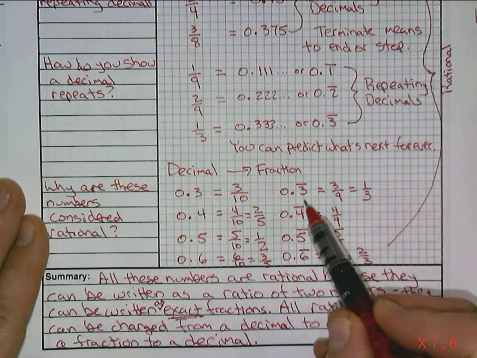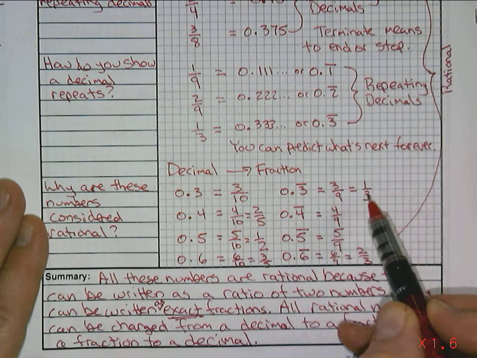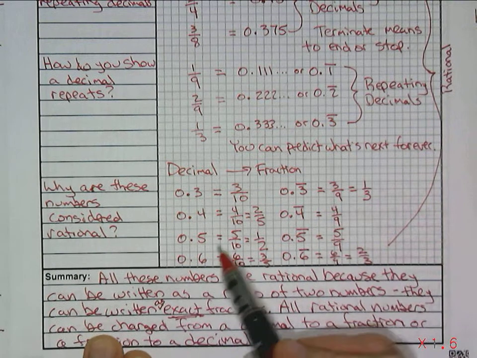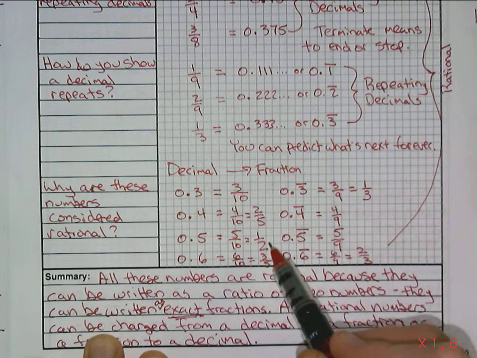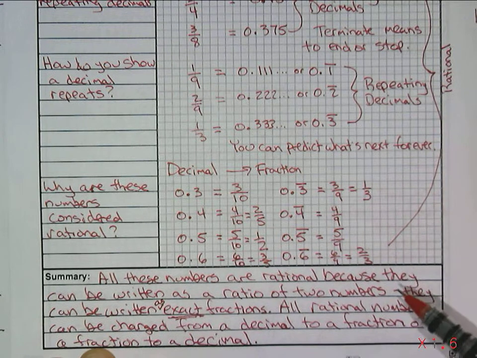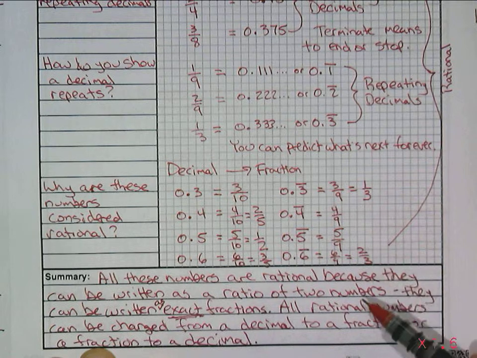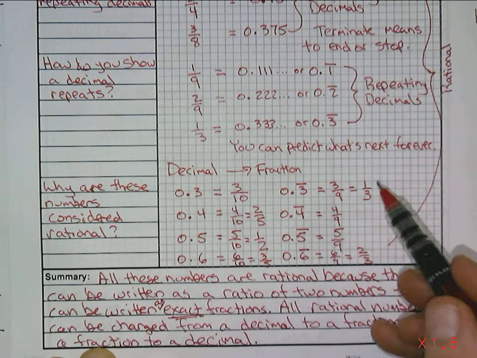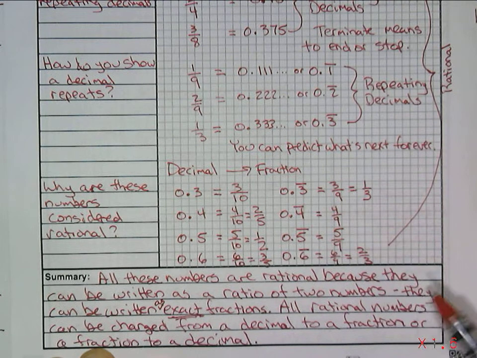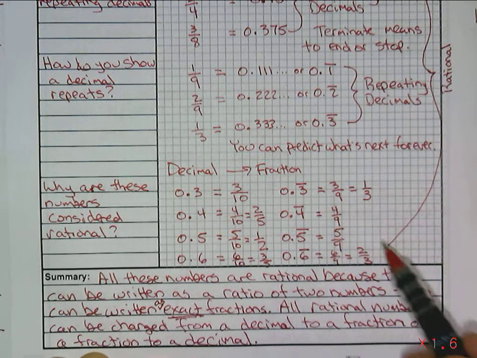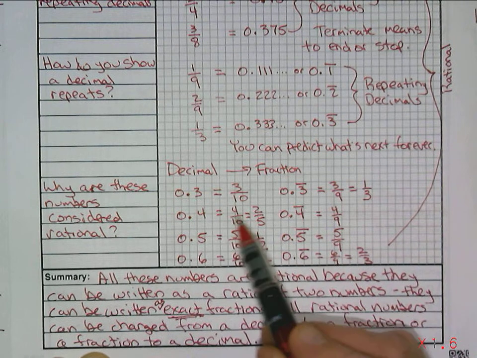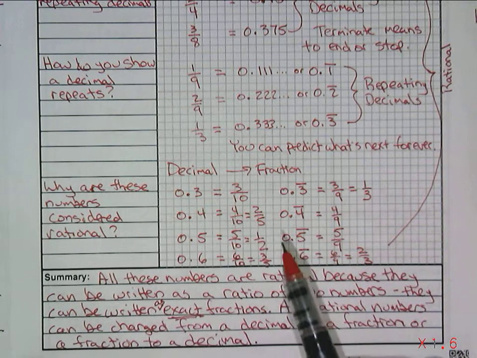So the exact fraction of 0.3 repeating is 1/3. The exact fraction of 0.4 repeating is 4/9. The exact fraction of 0.5 is 1/2. Every one of these has an exact fraction representation. And so they are considered to be rational because they can be written as a ratio, 1:3 or 1/3, 4:9. Every one of these has a fraction form, and they can go back and forth from fraction to decimal or decimal to fraction. And so that makes up the set of numbers that we call rational numbers.